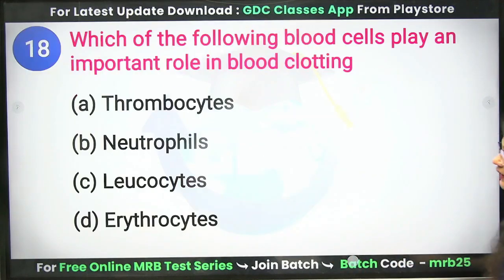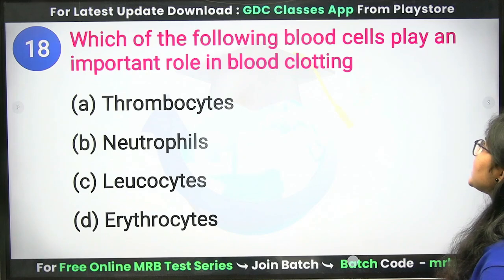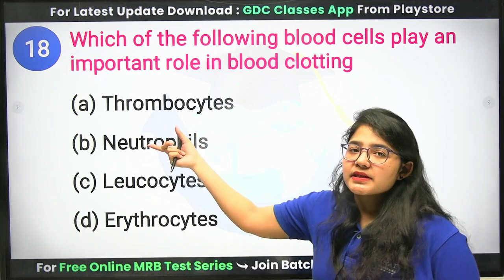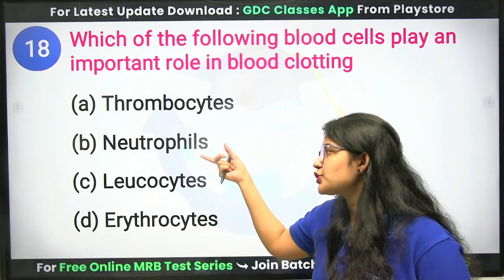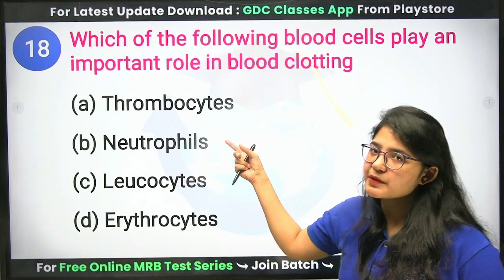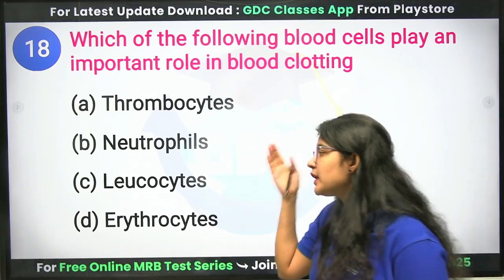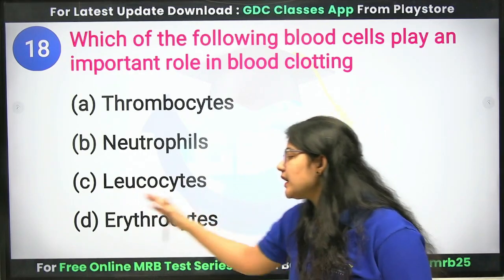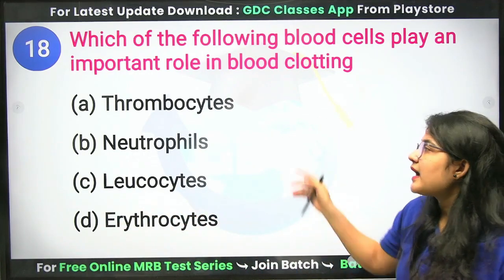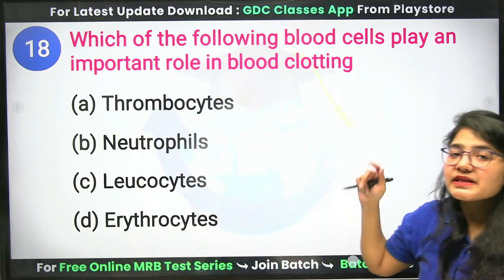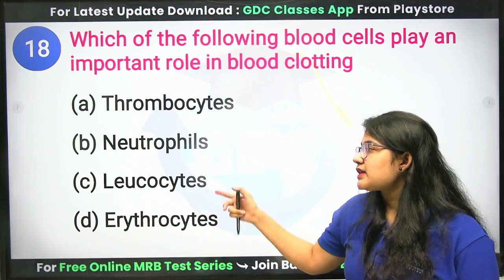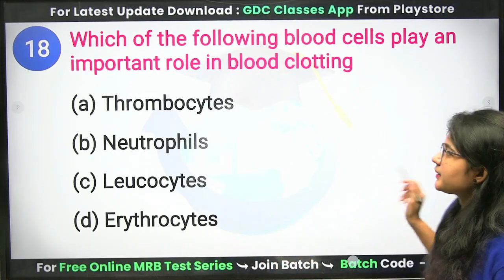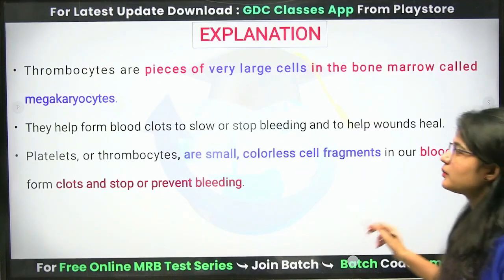Next question. Which of the following blood cells plays an important role in blood clotting? Thrombocytes, other name platelets. Neutrophils kill, that means they are responsible for killing bacteria, viruses and fungi. Leukocyte is a type of WBC. Erythrocyte is your RBC, and thrombocytes, that means the platelets, are responsible for clotting, because these 2 are responsible for protection and this is responsible for transportation. Clear? So the correct answer will be thrombocyte.